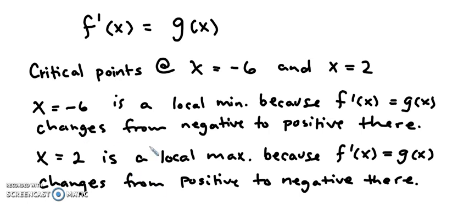Make sure you're specific. x equals -6 is a local minimum because f prime of x equals g of x changes from negative to positive there. x equals 2 is a local maximum because f prime of x equals g of x changes from positive to negative there. Remember, avoid using the word "it" changes. Don't use that, and also try not to be vague. Try to be as clear as possible. Make sure that the reader knows that you know exactly what you're talking about.